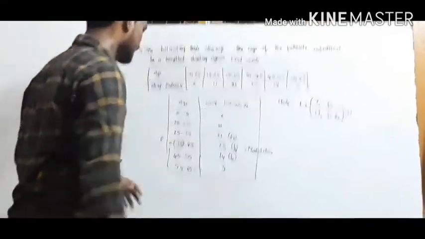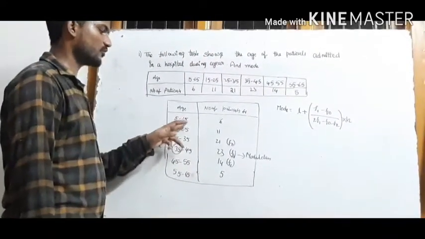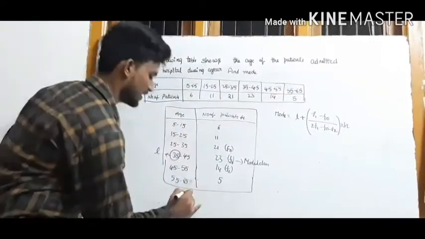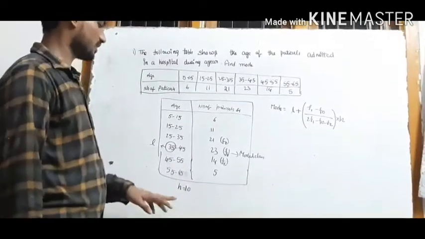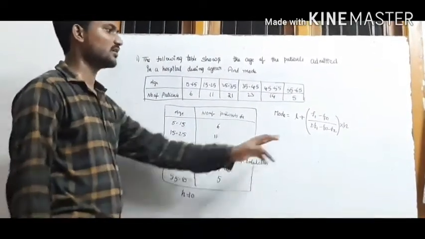H is the length of the class, that is 5 to 15. H equals 15 minus 5, that is 10. You can substitute these values in the formula.